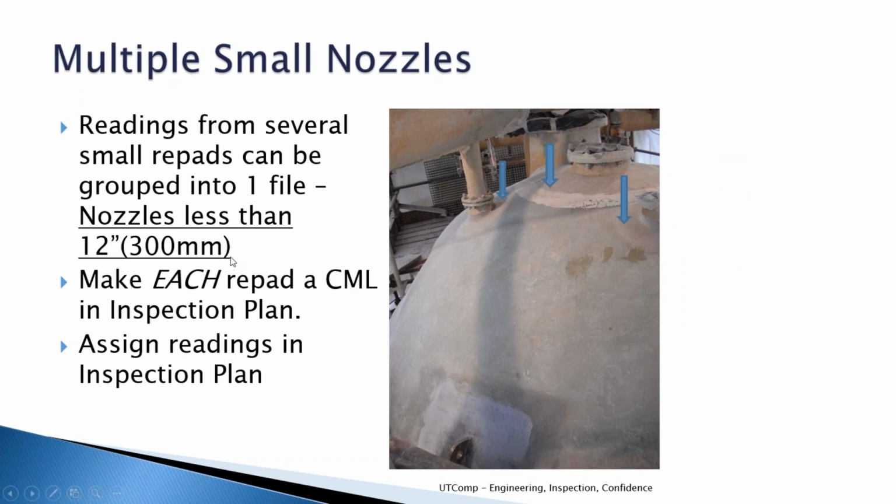So, again, repeat. Make each one of these repads its own CML or condition monitoring location and get the readings from them, and then record that information and record which readings were taken on the inspection plan.